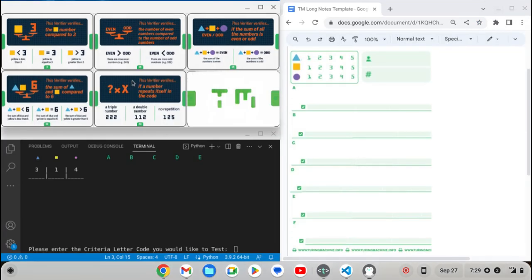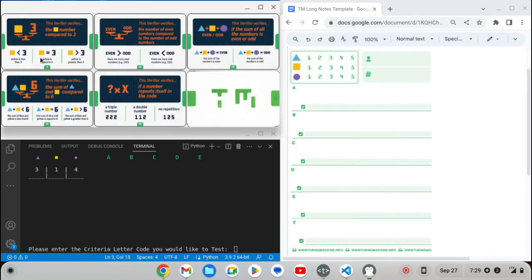So in the grid above, we've got our 5 criteria cards. On the top row, we've got criteria card A, criteria card B, and criteria card C. On the bottom row, we've got criteria card D, and finally criteria card E. So criteria card A looks at our middle digit, the square digit, and compares it to the number 3. So should the value of square be less than 3? Should it be equal to 3?